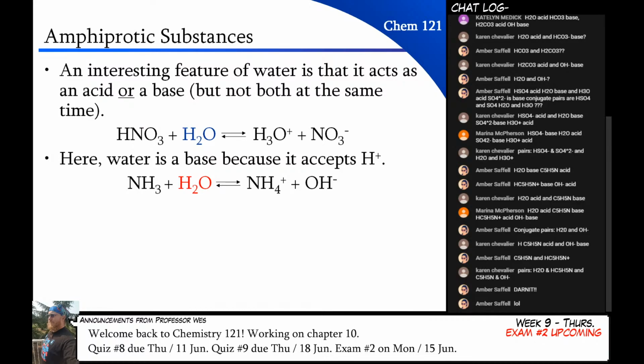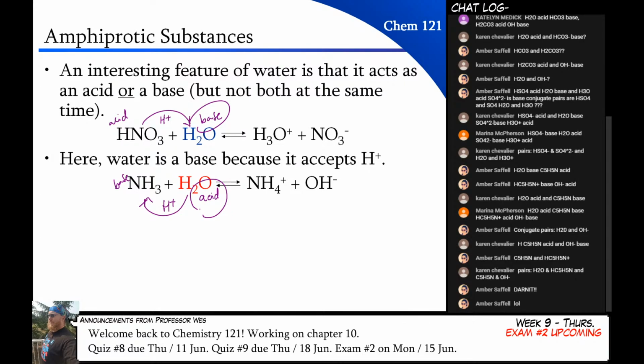For instance, in this circumstance here, I'm passing my H plus over to water, so this is my acid, and water is a base. But in this circumstance here, now water is actually giving the H plus away, so it's the acid, and ammonia is the base. And you'll notice that even though it's water in both cases, it's acting like a different thing. So water would be amphiprotic.